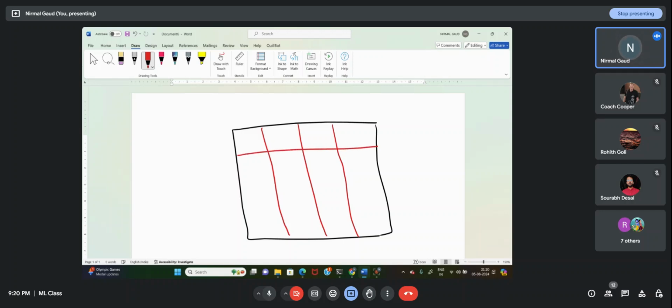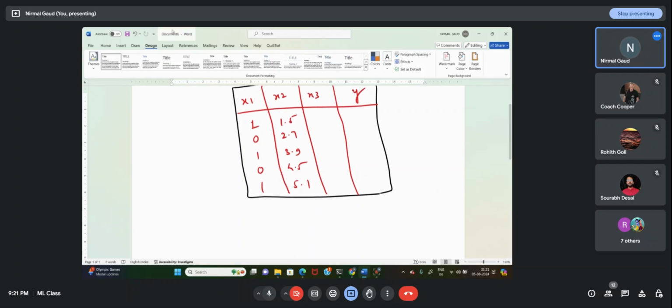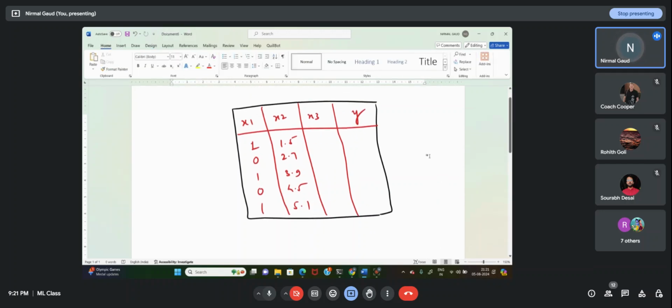For example, this is my data: x1, x2, x3, y. x1 is having values like 1, 0, 1, 0, 1. This is discrete because they are countable. x2 is having values like 1.5, 2.7, 3.9, 4.5, then 5.1. This is continuous in nature. You can't count them. You have to represent them in a class interval.